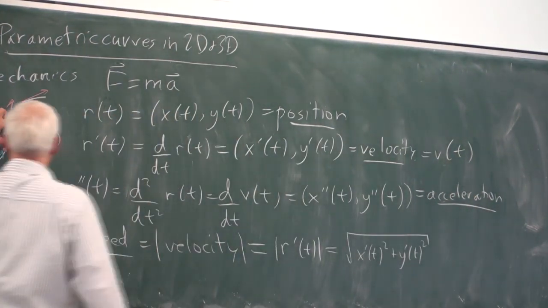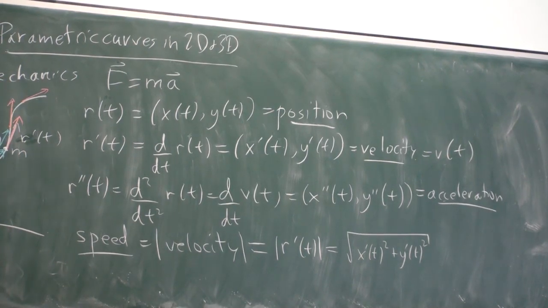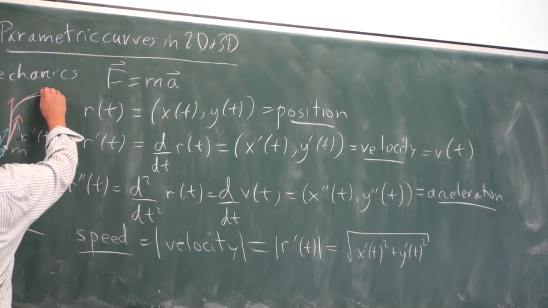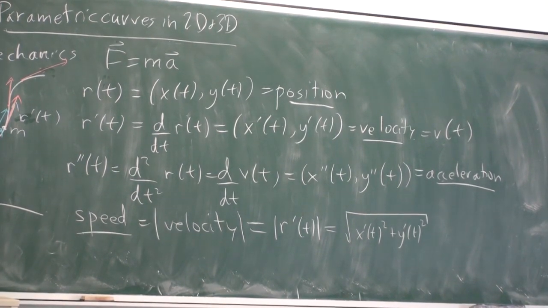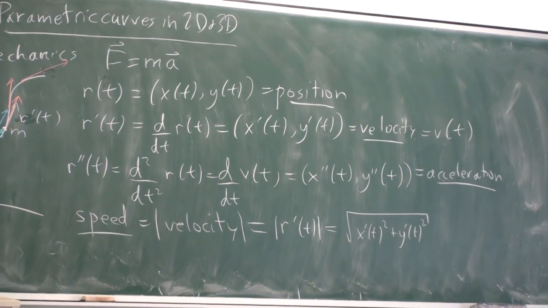And that will be the length of this vector. It doesn't have to be constant length. It can speed up and slow down as well. And then the acceleration is the change of these velocities. So, for example, right at this point here, the velocity is going from a position here to a position here.